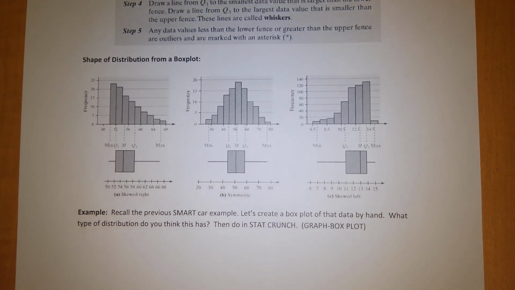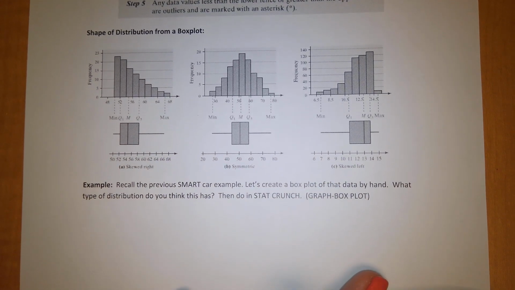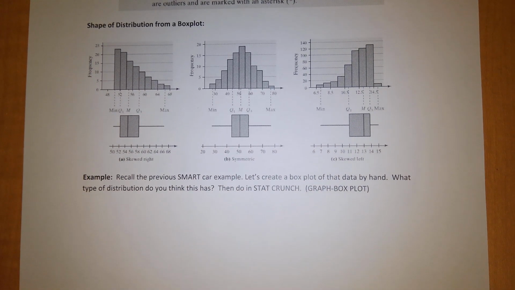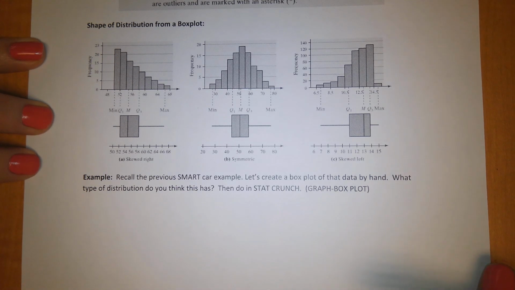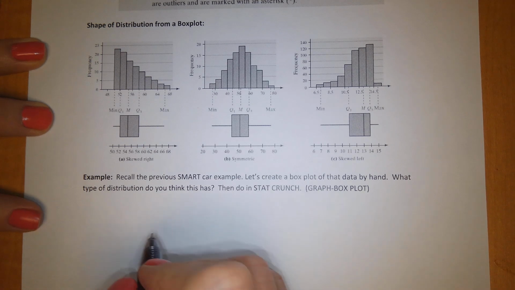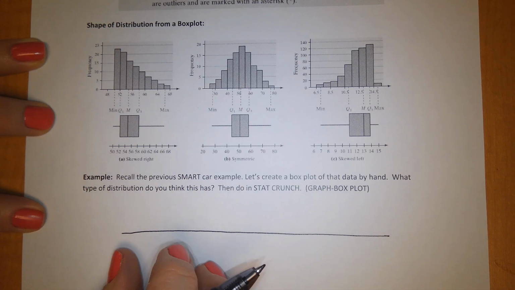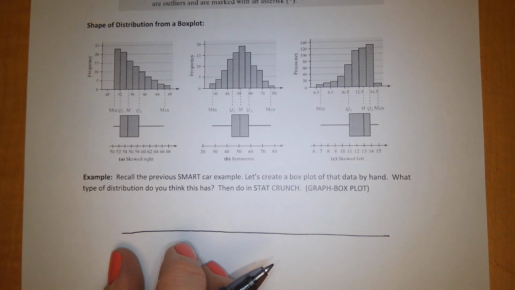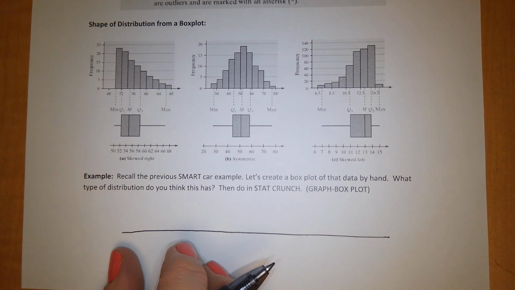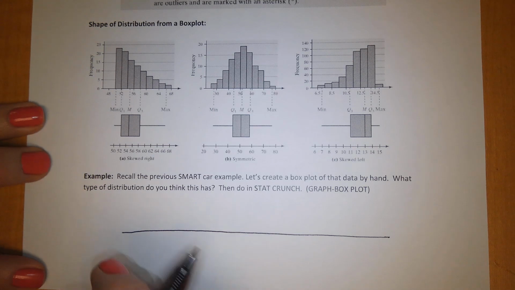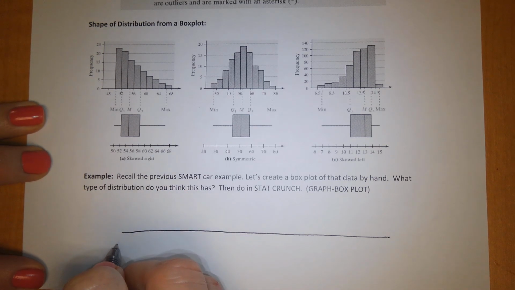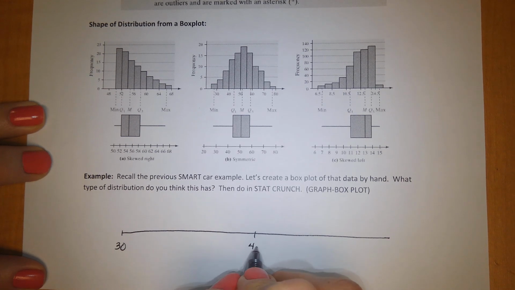So let's go ahead and do the box plot of the previous smart car example. Let's do one by hand and then we'll do one in StatCrunch. In order to do a box plot, the first thing we need to do is make a number line. From the previous example, we know that we had data that ranged as low as 30 up to, let's go all the way up to 50. So let's just make a number line from 30 all the way up to 50.